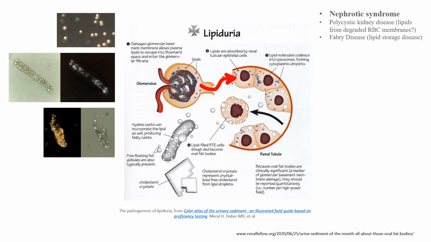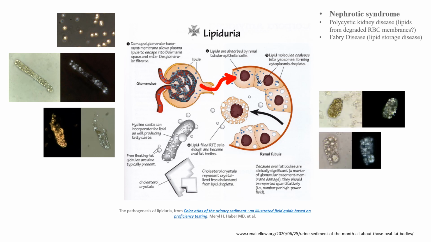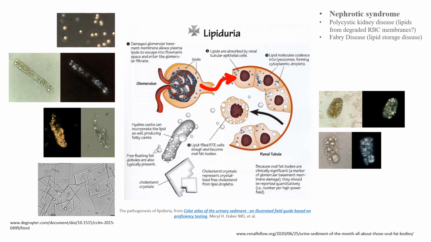Lipid casts, oval fat bodies, which are sloughed tubular cells engorged with lipids that have coalesced into refractile globules, and or cholesterol crystals seen as geometric plates.